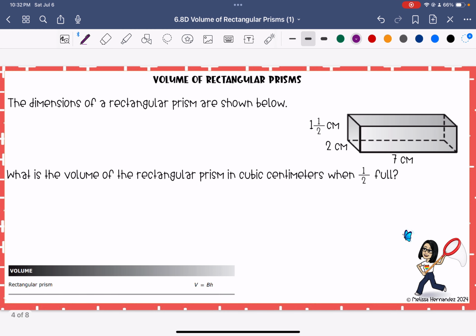All right, so for our next example, it says the dimensions of a rectangular prism are shown below. What's the volume of the rectangular prism in cubic centimeters when half full?